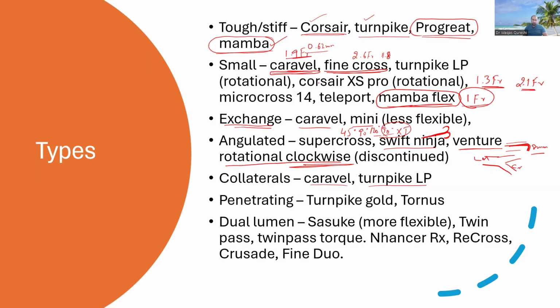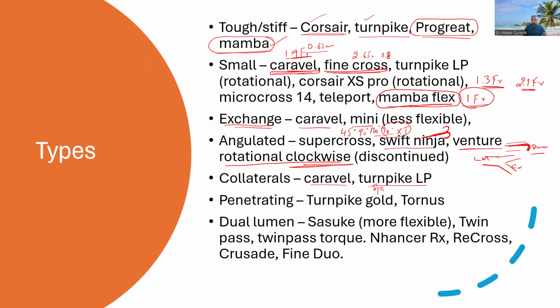Basically, you have to use a smaller profile catheter. If you need some penetration into the plaque or plaque modification, I would say, then you would use Turnpike Gold. There's also Turnpike Spiral. Turnpike Gold is very similar to the Spiral, and it just has a gold-plated metallic tip, which gives more support than the Turnpike Spiral.